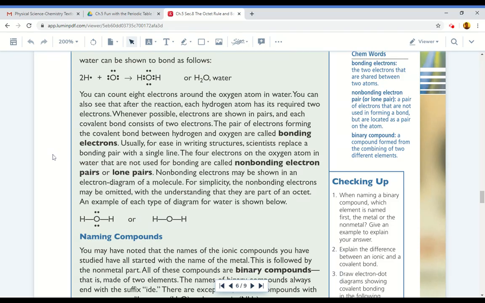Usually, for ease in writing structures, scientists replace a bonding pair with a single line. The 4 electrons on the oxygen atom in water that are not used for bonding are called non-bonding electron pairs or lone pairs. Non-bonding electrons may be shown in an electron diagram of a molecule. For simplicity, the non-bonding electrons may be omitted with the understanding that they are part of an octet. An example of each type of diagram for water is shown below.